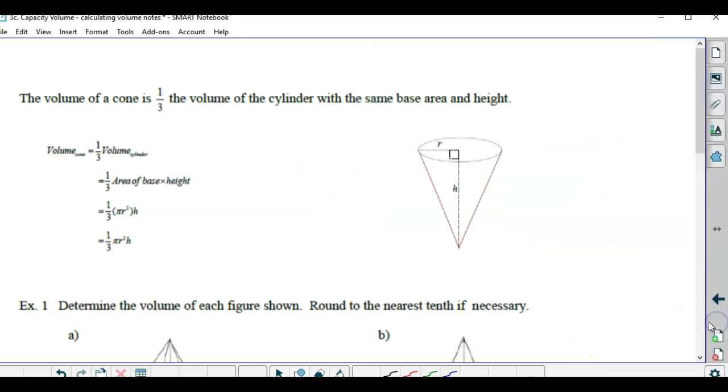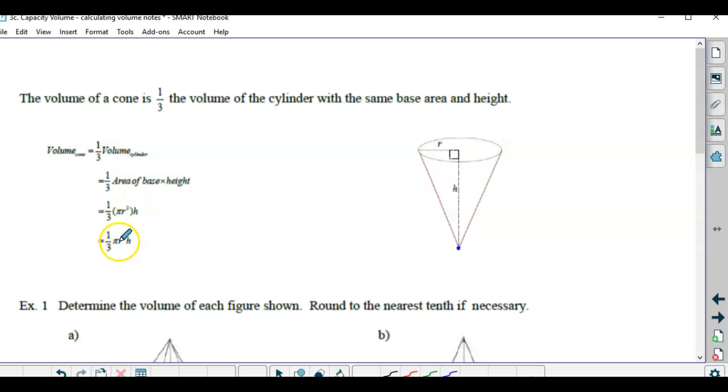So let's look at a cone. A cone is just like a pyramid in the fact that it has an apex, and it's 1/3 the volume of the cylinder that has the same base, that circle, and the same height. So the volume of a cone is 1/3 the volume of the cylinder with the same base area and same height. So 1/3 of the cylinder's area of the base times the height. The area of the base for a cylinder is pi r squared, so it's always going to be this.